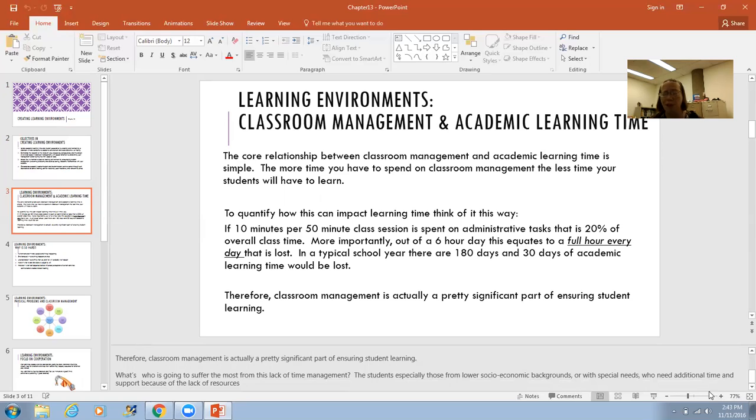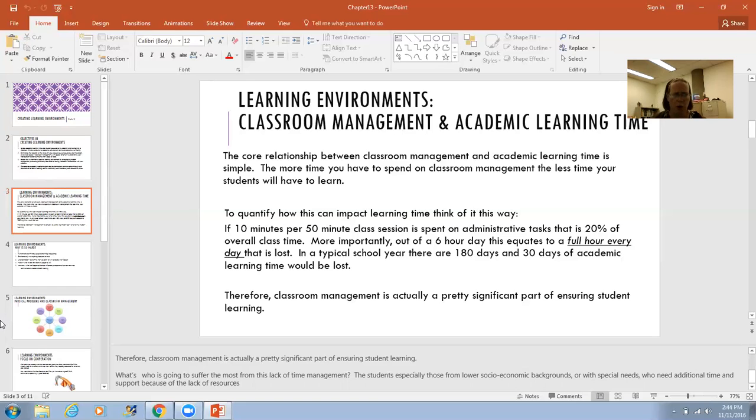So who's going to suffer the most from the lack of time management? The students, especially those students from lower socioeconomic backgrounds or those with special needs, and really those students who need additional time and support because they lack resources. So when we take away academic learning time and replace it with administrative tasks, we're really causing suffering on the part of those learners.